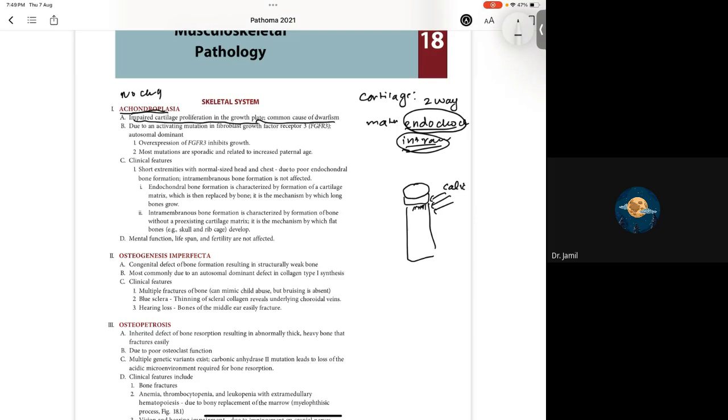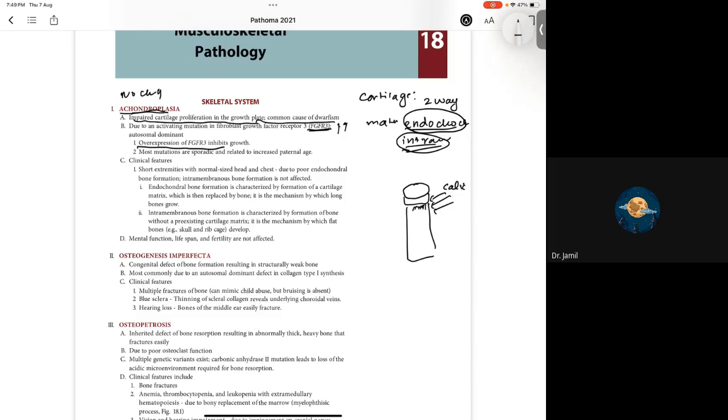When do we get achondroplasia? It's due to a mutation of FGFR3, right? It's an activating mutation. What do we mean by activating mutation? In some kinds of mutation, we are deleting or removing something, but in this kind of mutation, we are activating something, right? So increased activation of fibroblast growth factor receptor is going to lead to problems with the development of your chondrocytes, leading to achondroplasia. Am I right?